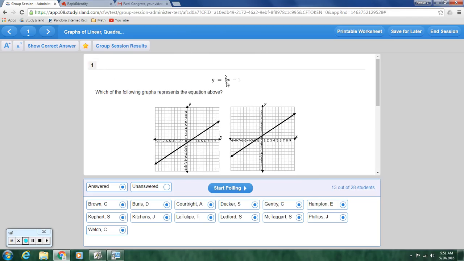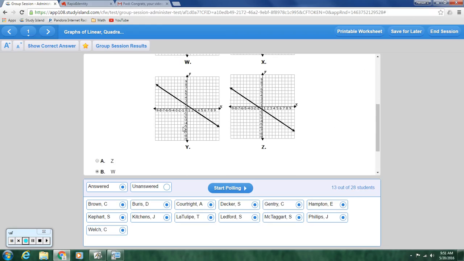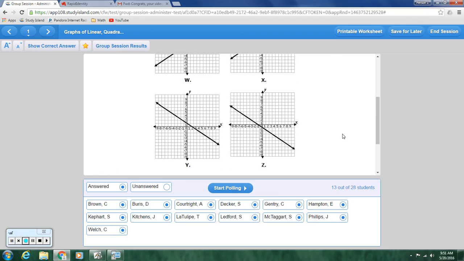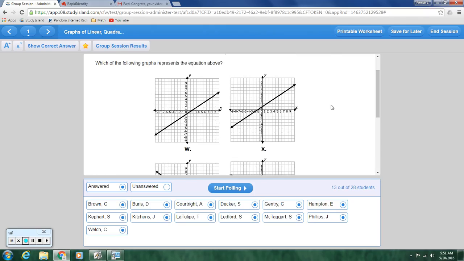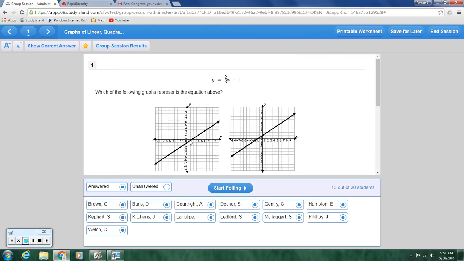So on here, you've got -1 as your y-intercept, but more importantly, remember I said the slope is positive, so it is a line that's going up. These two are negative slopes, so those are going down, so it's not one of those, so it's got to be one of these. And then the -1 crosses right here at -1. That one crosses at +1, so that's why it's different.